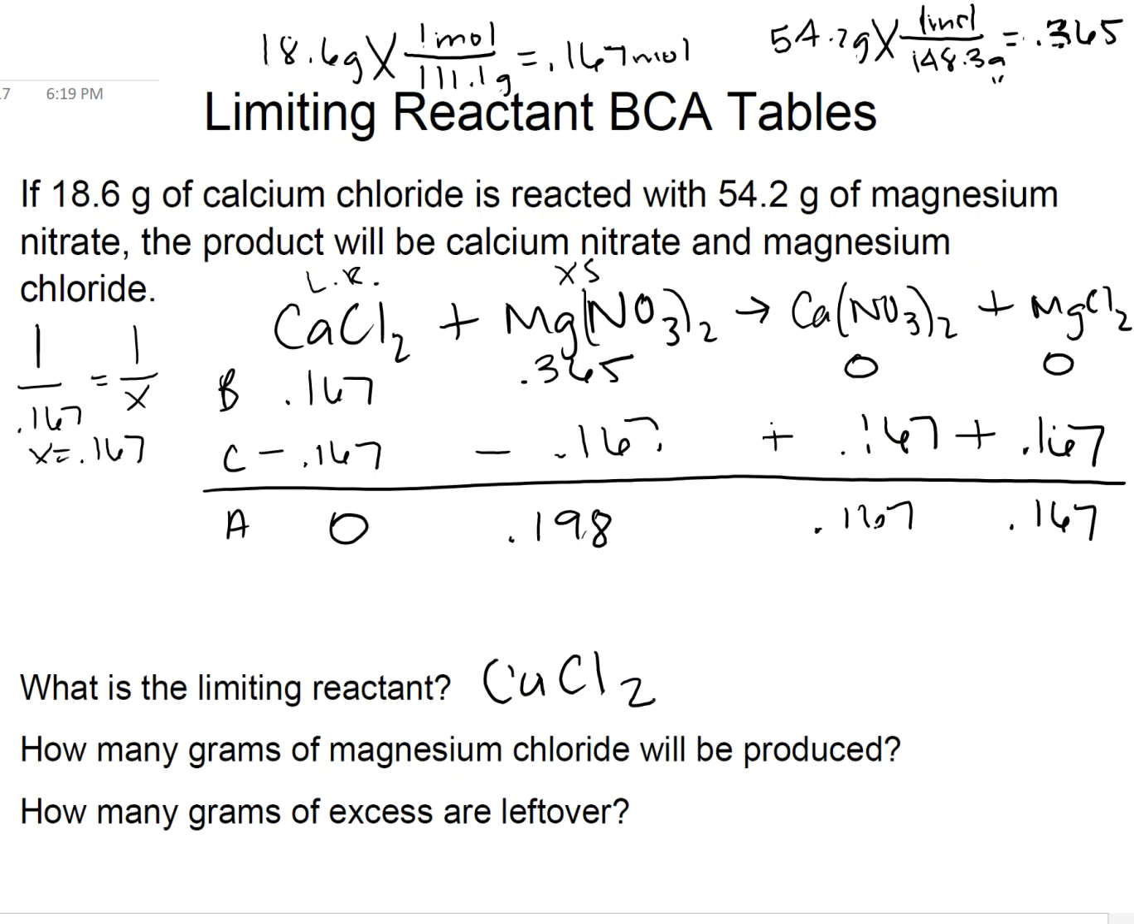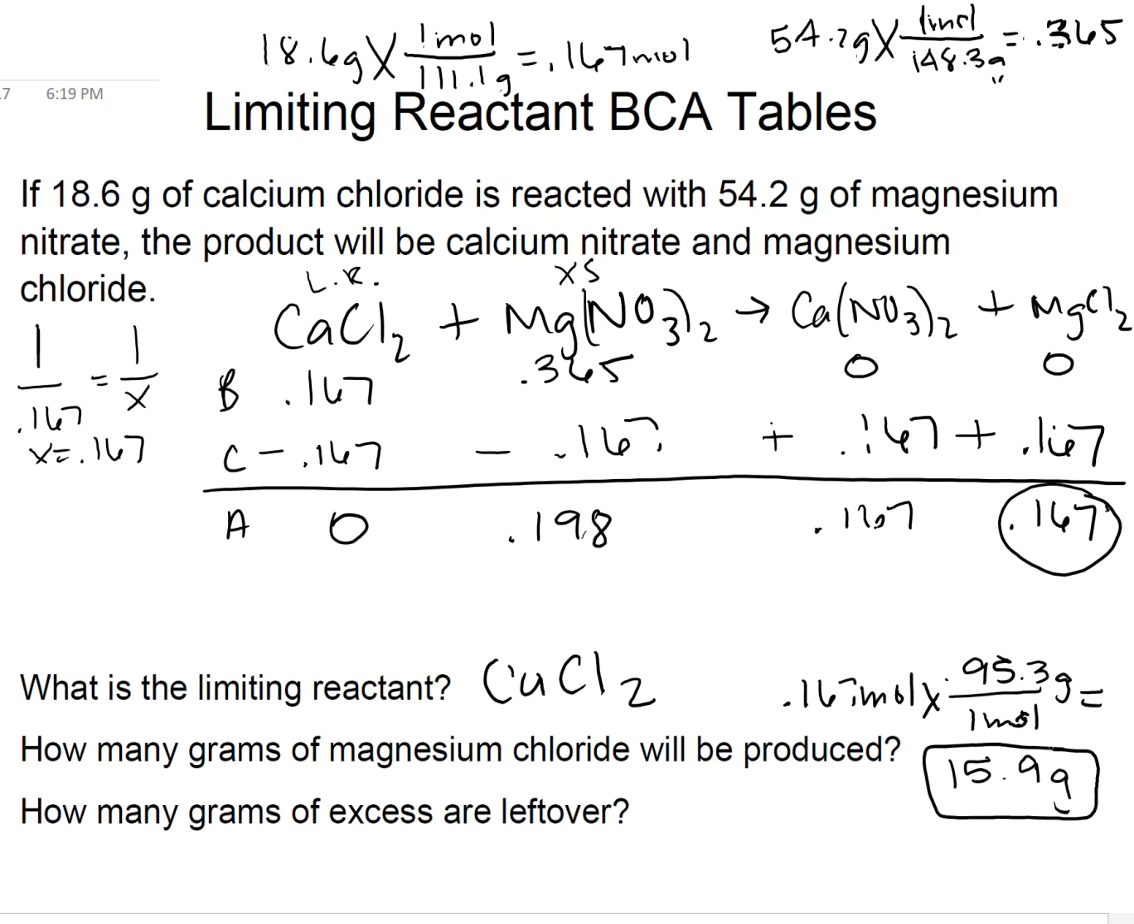It then asks for how many grams of magnesium chloride would be produced. So that's our 0.167 number changed from moles into grams. So 0.167 moles. Using our mole roadmap, we would put 1 mole on the bottom, and we would add up the molar mass of MgCl2, which is 95.3 grams. And when we calculate that out, we would get 15.9 grams as our final answer.